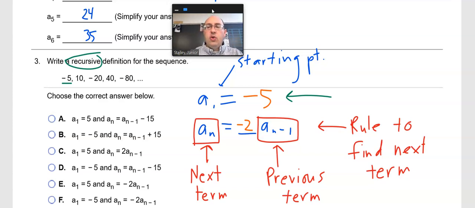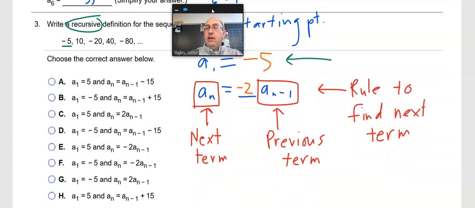So any one of these choices, and that is my starting point, and I'm going to scroll up here. Any of these choices that don't start with a -5, they are out. They aren't even options, right? Because we have to start with a -5. That eliminated 4 of my choices. Okay, that's good. But then you have to have a rule to find the next term.